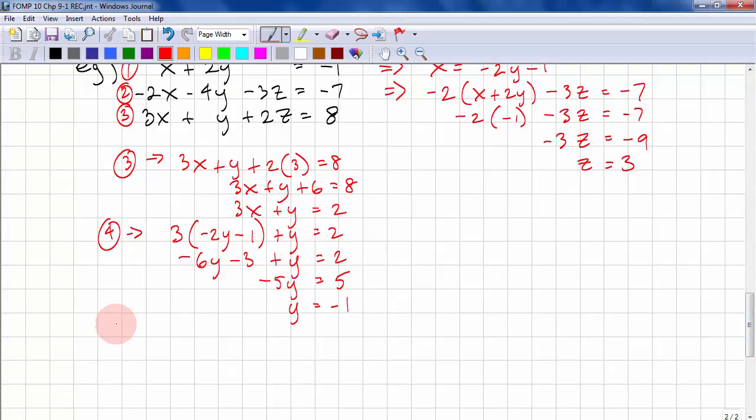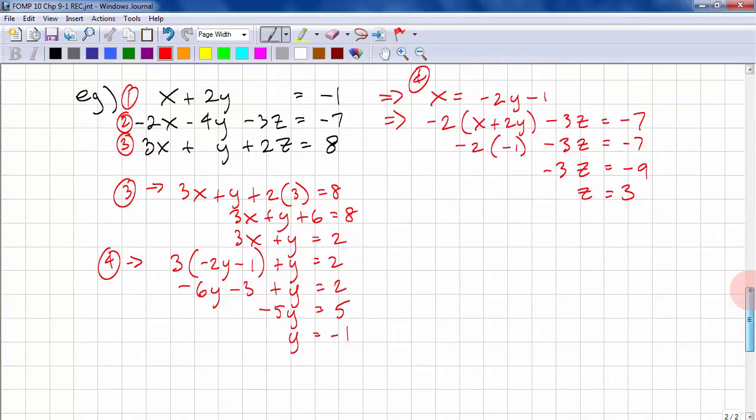Now we plug it all the way back into 1. Actually, we can just plug it into 4. And we get x equals negative 2 times negative 1 minus 1. So this is positive 2 minus 1. X is equal to 1. So our answer is 1, and y is negative 1, and z is 3. And that completes this lesson.